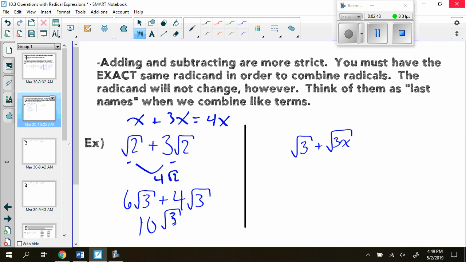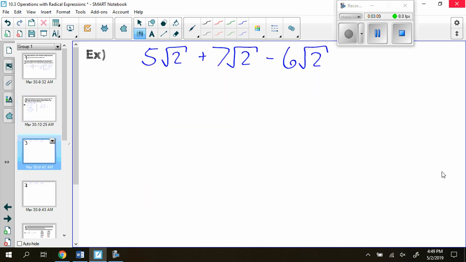There we go. Just an example that wouldn't work because I've got the square root of 3 over here to the right and the square root of 3x. Not like terms, can't combine them, so that would just be as simple as possible. So I'll write the word simplified. All right, it's not too bad when the radicals match right away. Really pretty easy, really similar to combining like terms.